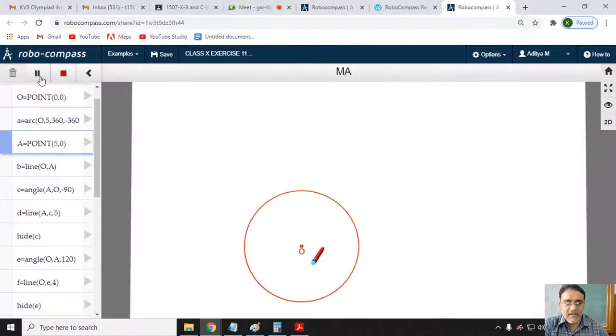Now see, here we are making two tangents, and the angle between them is 60 degree. So the angle between the two radii at the center will be 180 minus 60, that is 120. So we will make a 120 angle here.